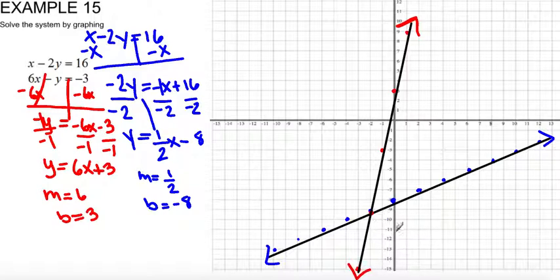The solution to the system is the intersection point, which is at -2, -9.